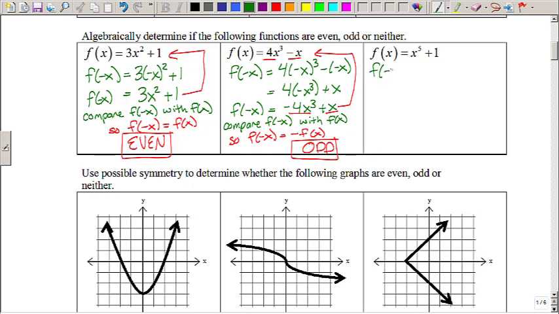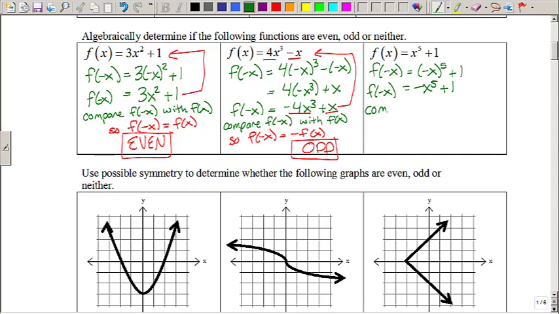On our last problem, f of x equals x to the fifth plus 1, I'm going to evaluate at f of negative x. Plug negative x in for every x in the problem. Negative x to the fifth means negative x times negative x times negative x times negative x times negative x. That's 5 times. Because 5 is odd, it keeps its negative value. So f of negative x is equal to negative x to the fifth plus 1.